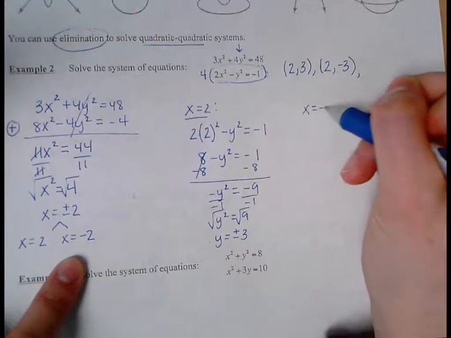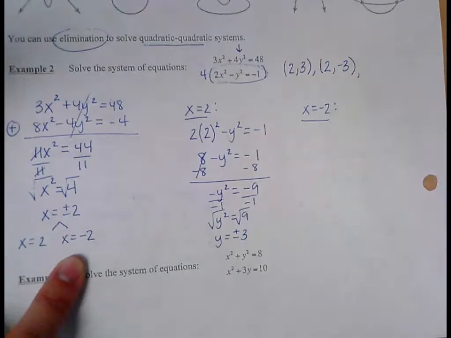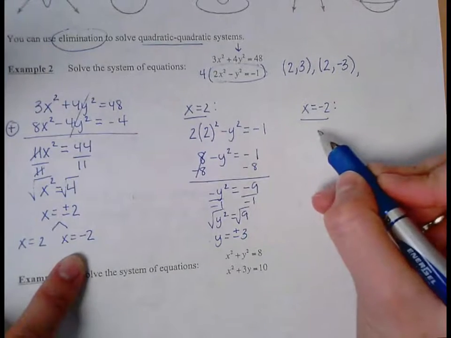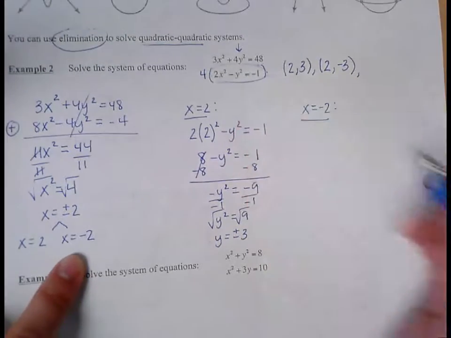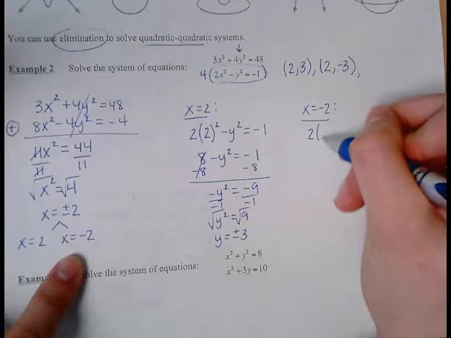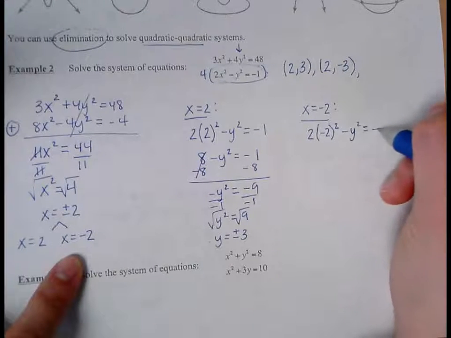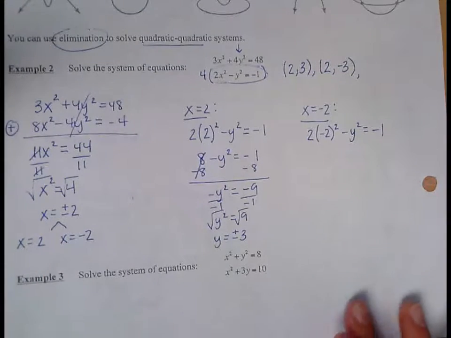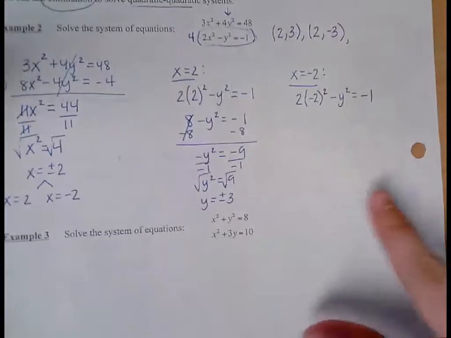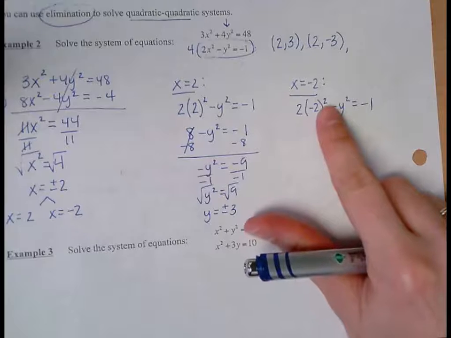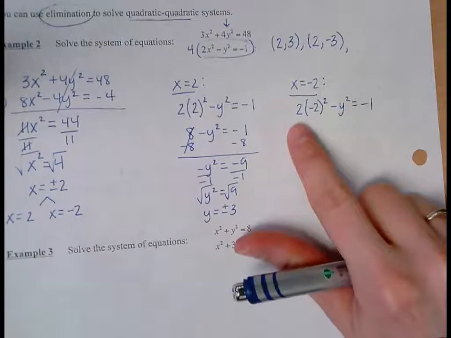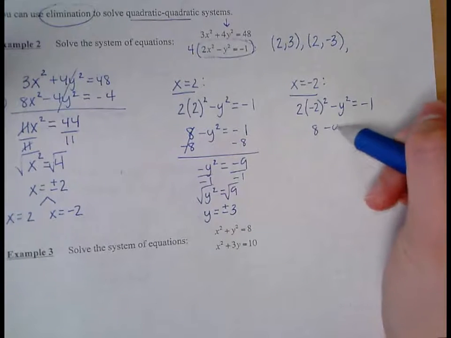Okay, so I also need to substitute in negative 2 for x. So I'll substitute into the same equation. So I have 2 times negative 2 squared minus y squared equals negative 1. Now, negative 2 squared is also positive 4 times 2 is 8.